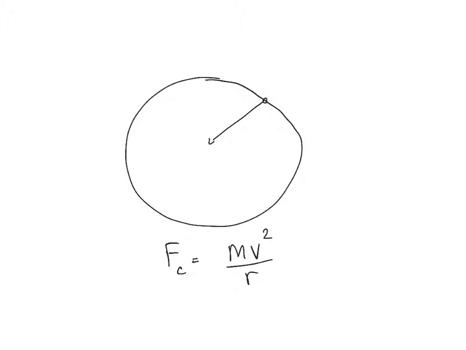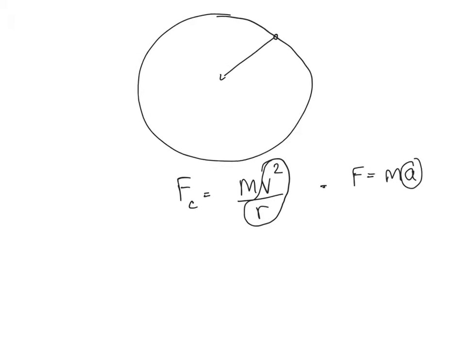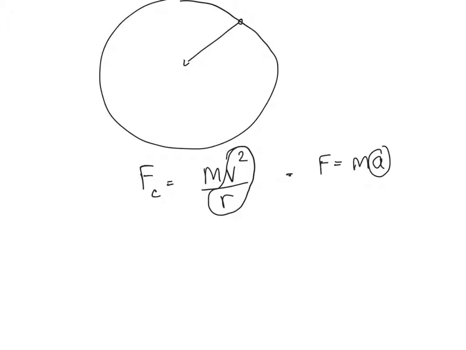If we look carefully at this formula, it's in the same format as F equals m times a, where the a is equivalent to the velocity squared divided by the radius of that orbit. So it's very, very simple.